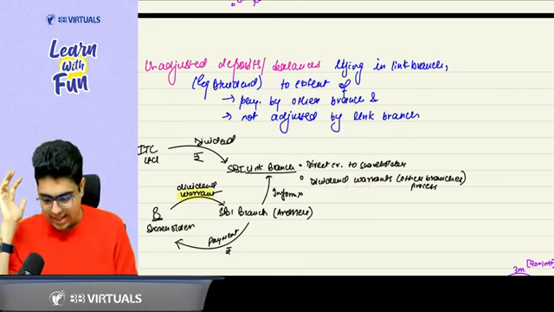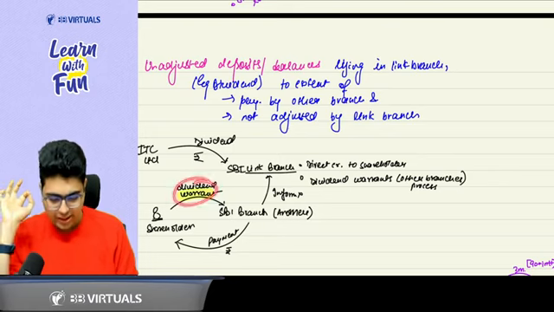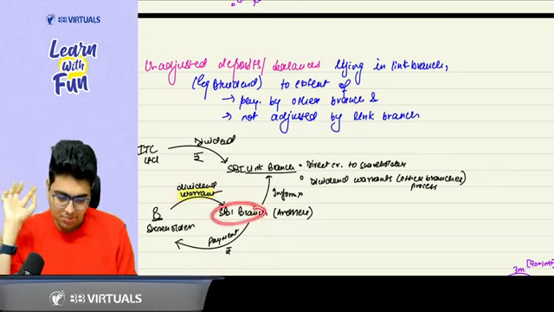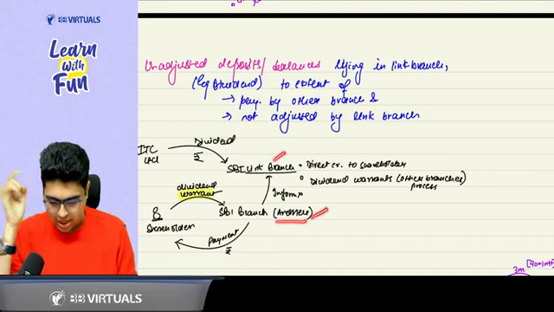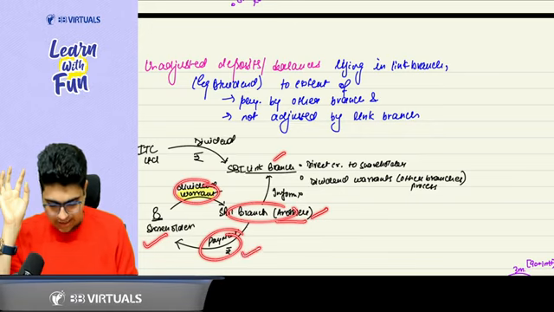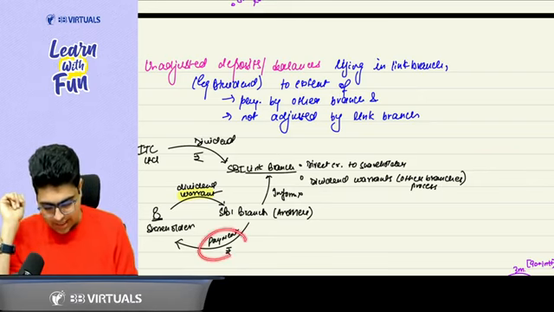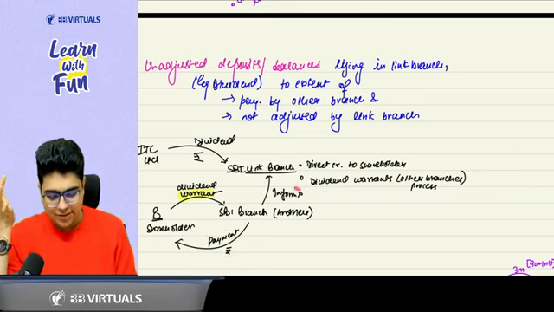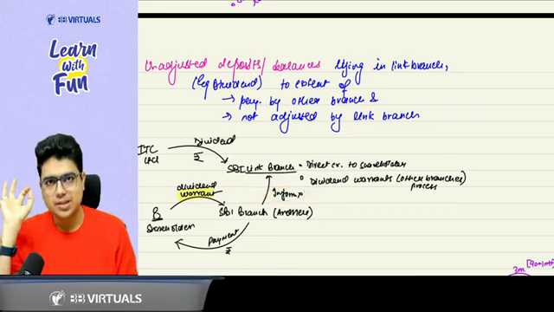Let's say the shareholder got the dividend warrant, and he submitted the dividend warrant to the SBI branch, but it is a different branch. When he gave the dividend warrant to the other branch, the branch made the payment to the shareholder. When it made the payment, it should have informed the SBI link branch. But it did not inform the link branch.